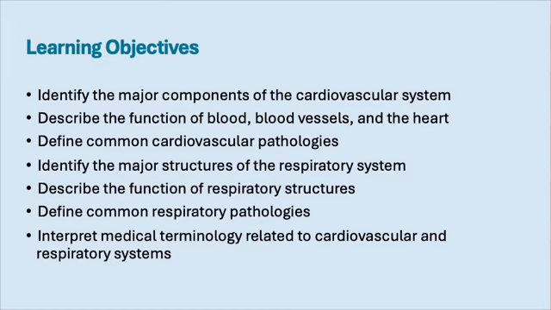So our learning objectives are to identify the major components of the cardiovascular system and also the respiratory system. Also looking at some of the physiology, so the function of blood vessels and the heart in the cardiovascular system, as well as respiratory structures such as the lungs, the structures that make up the airways. And then we're going to look at pathologies that are associated with each system. But there will be a focus and consideration of interpreting the medical terms that are related to these systems.